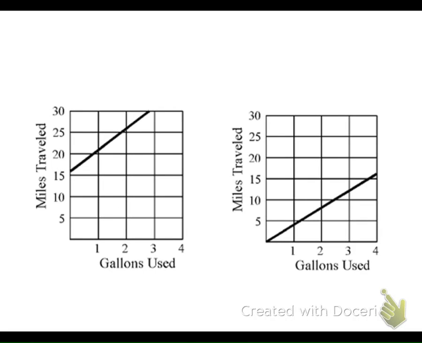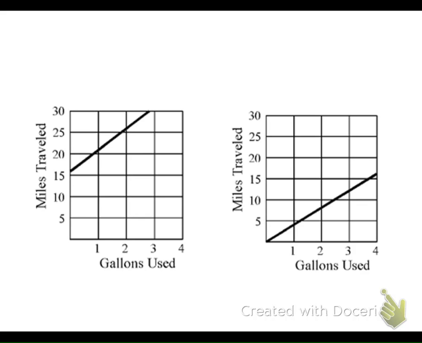Alright, I want to spend a little time talking about what we've been discussing lately, and this is looking at whether given situations are proportional or not proportional. Now, there's a few key things to look for depending on what you're given, so I'm going to run through several of those examples. The first one we're going to look at is a graph.